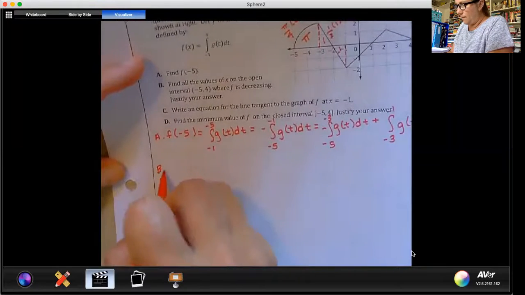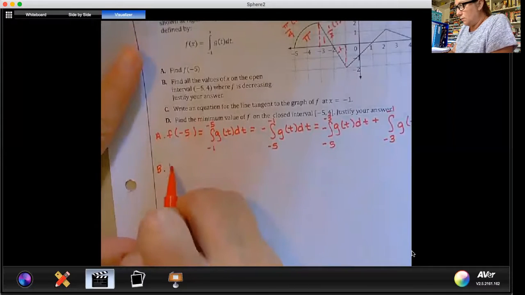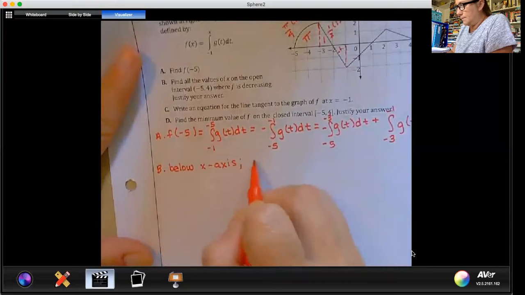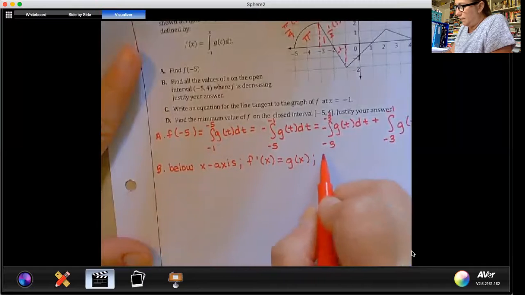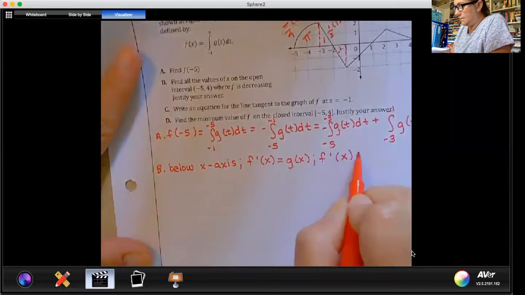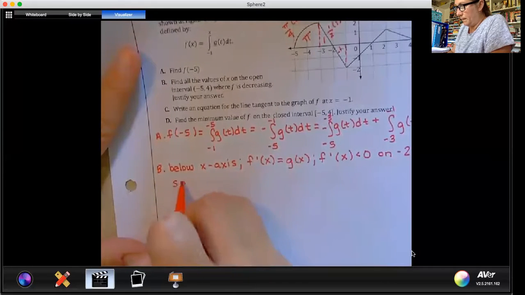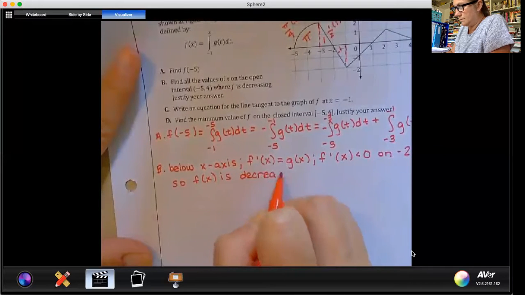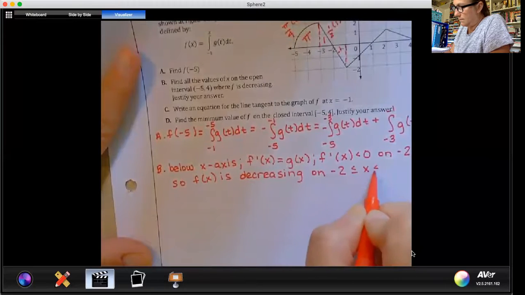Part B, find all values of x on the open interval -5 to 4 where f is decreasing. So we're looking below the x-axis. We're looking to see where f prime of x is equal to g of x, and where f prime of x is less than 0, which we know is below the x-axis. And that occurs from -2 to 1. So f of x is decreasing on -2 less than or equal to x less than or equal to 1.